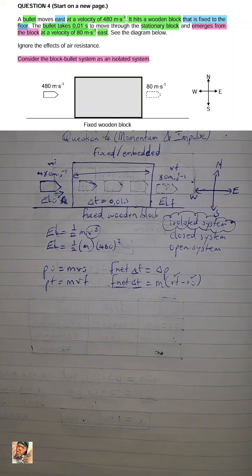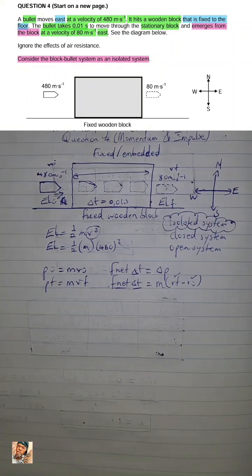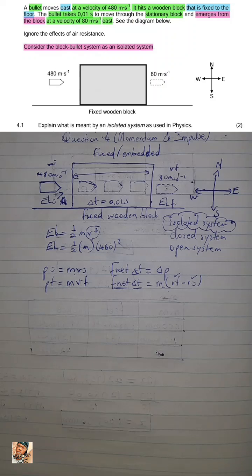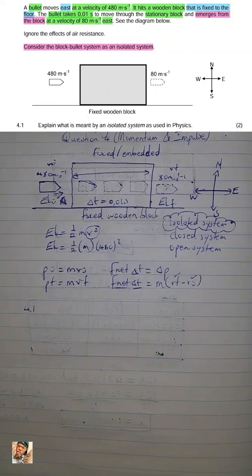Right. Now let us get into the questions, because we have done our full analysis. We have talked about almost everything, including the momentum and the impulse. So 4.1 says, explain what is meant by an isolated system as used in physics. Fortunately, I have already explained what an isolated system is, so I'm just going to write it down.